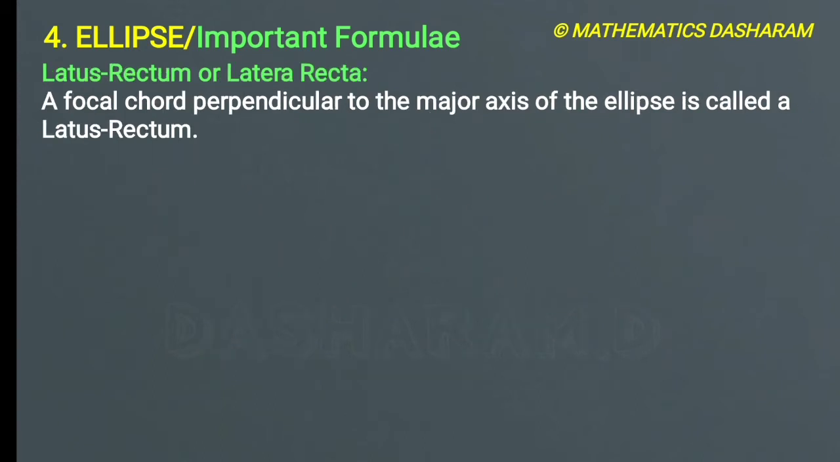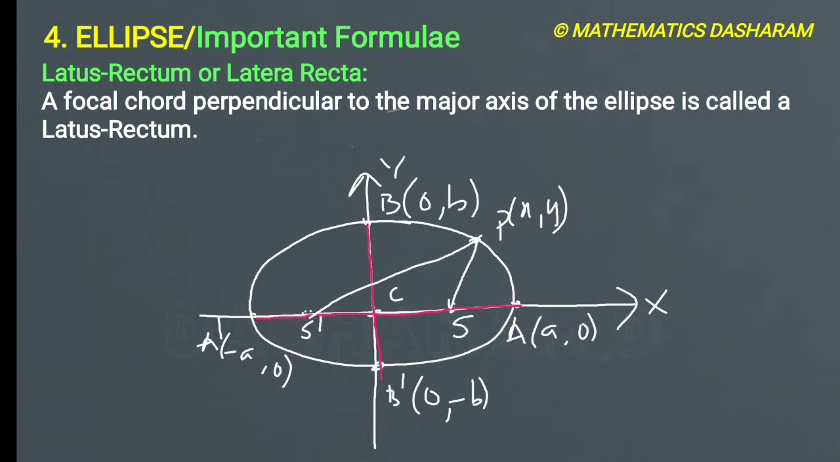The next definition is latus rectum or latera recta. Latera recta is the plural form of latus rectum. So the definition is: a focal chord perpendicular to the major axis of the ellipse is called a latus rectum. So focal chord means, see here, S dash is a focus. From this, draw one chord. Chord means a line segment joining two points on the ellipse. So it is passing through the focus, that is why it is a focal chord. And it is perpendicular to the major axis.